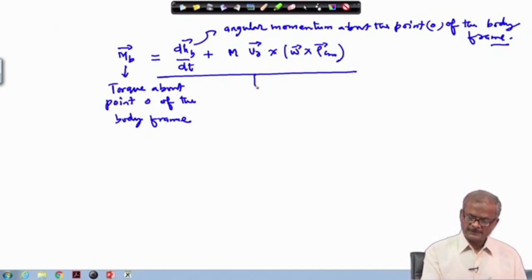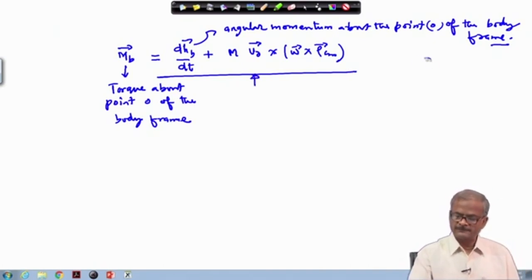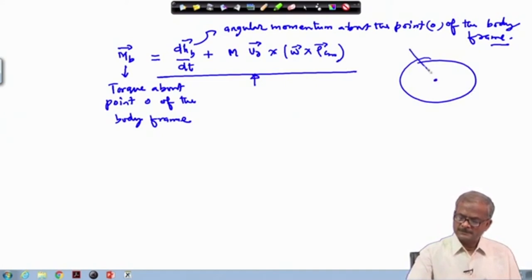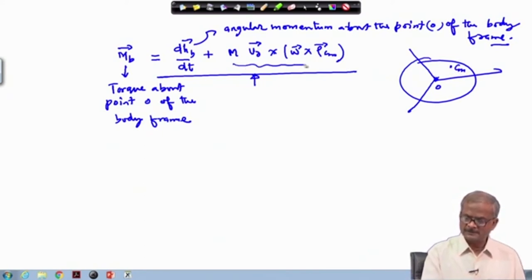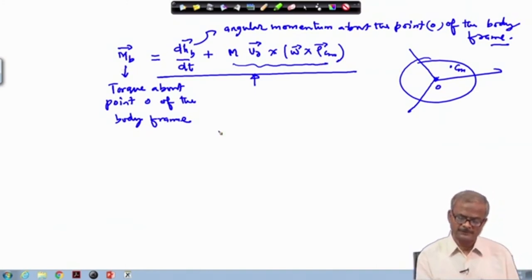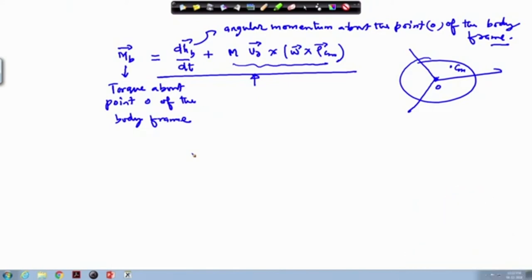And whenever you are dealing with a system where your reference point, this point O, is not coinciding with the center of mass, and the center of mass is located somewhere here, then you must add this extra term to your equation of motion, or the equation of rotational motion, in order to get the correct answer. Okay. So, thank you very much, and we will continue again in the next lecture.